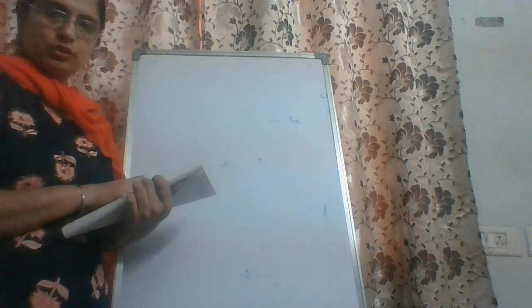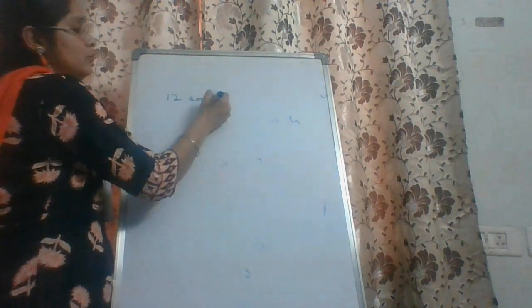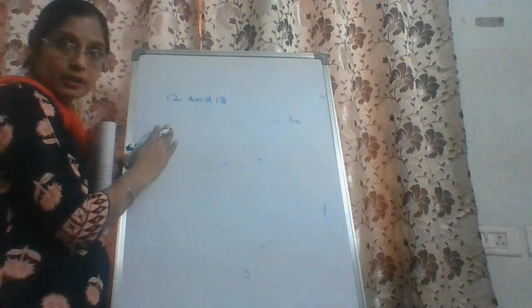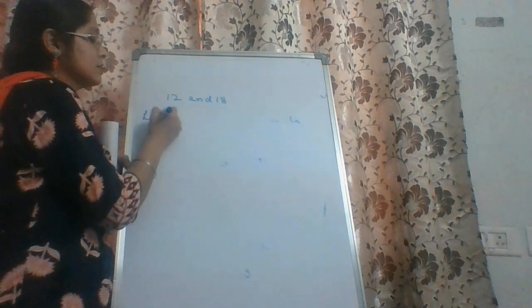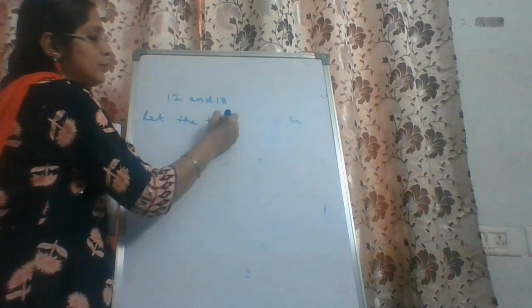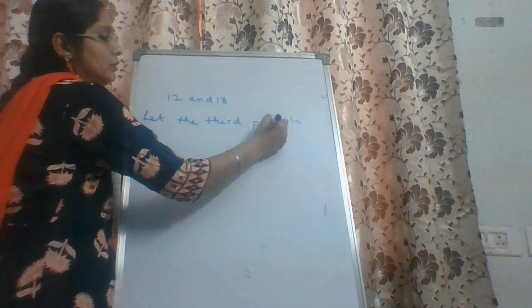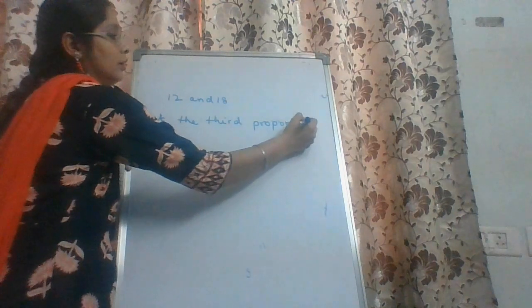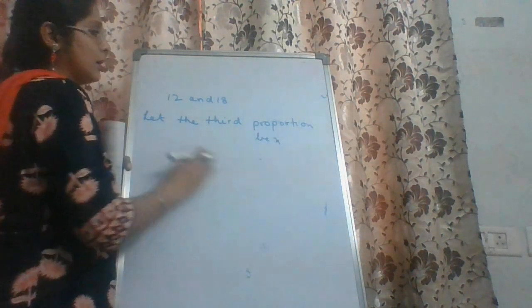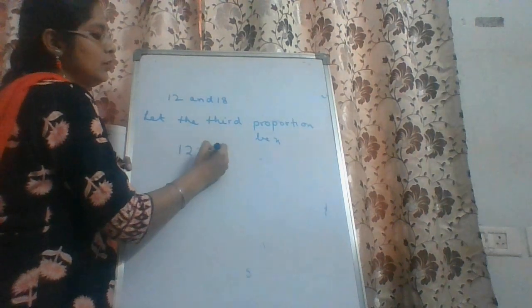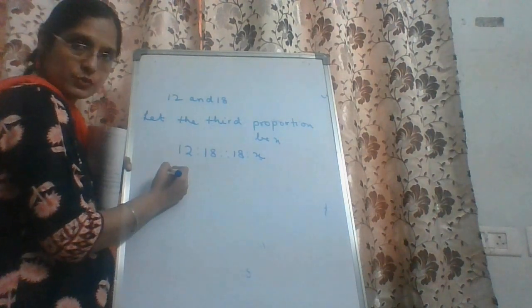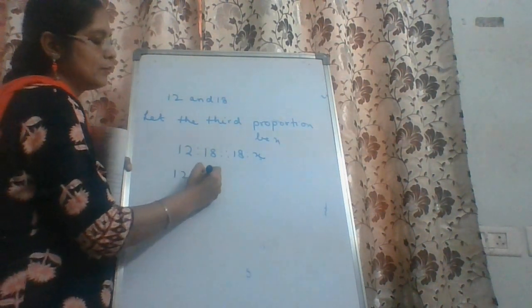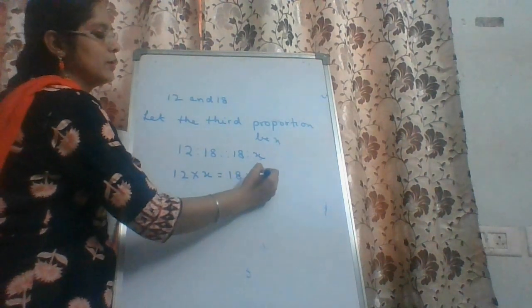Find the third proportion to 12 and 18. You have to find the third proportion. That means they are in continued proportion. There are three proportions, that means they are in continued proportion. Let the third proportion be x. So continued proportion we will write it in the form 12 is to 18 proportional to 18 is to x. Solve for x now. Product of extremes equal to product of means. 12 multiplied by x equal to 18 multiplied by 18.